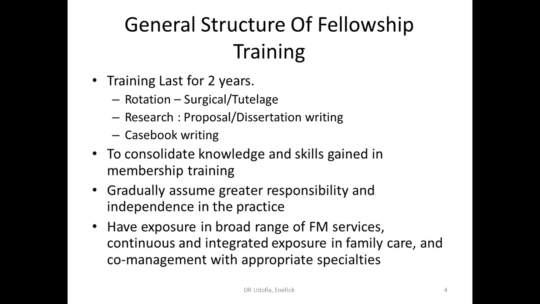We also expect that at this fellowship level, we should be exposed broadly and continue with continuous and integrated exposure to family care. And we should also be able to co-manage our patients with other specialties, especially when functioning as a primary care physician, as a first line doctor.